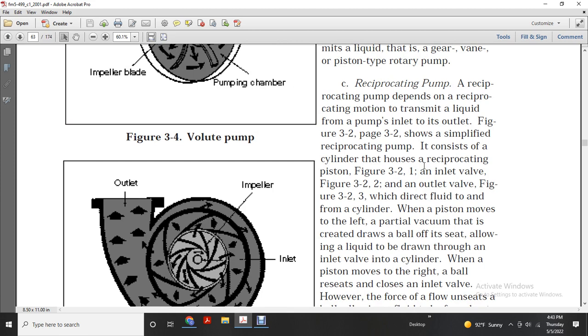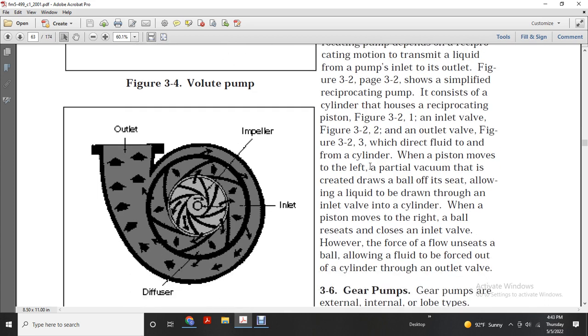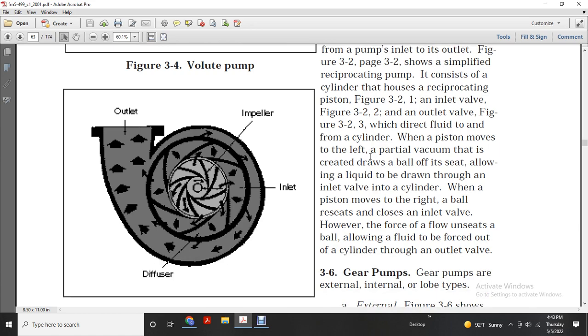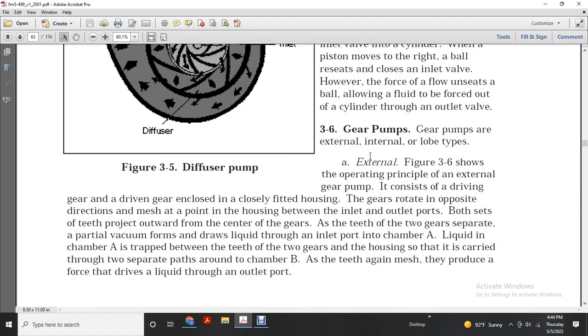Fluid is directed from the cylinder. When the piston moves to the left, a partial vacuum is created, which draws the ball off the seat of the valve, allowing liquid to be drawn through the inlet valve into the cylinder. When the piston moves to the right, the pressure closes the inlet valve, and the force of the flow unseats the ball, allowing the fluid to be forced out of the cylinder through the outlet valve.